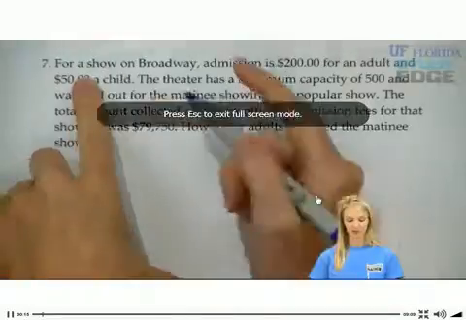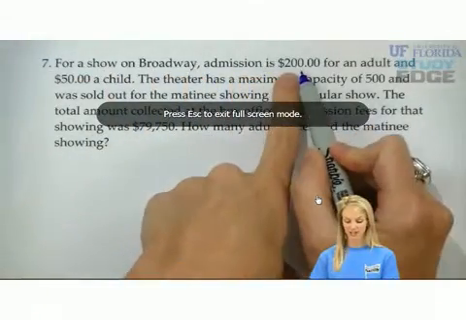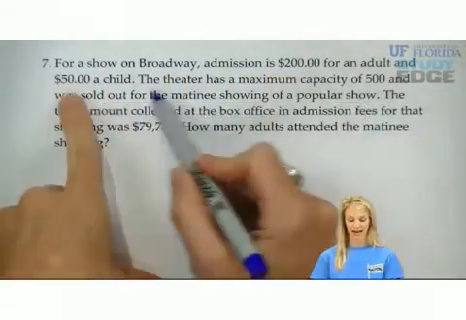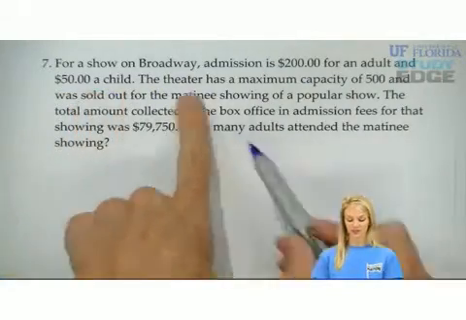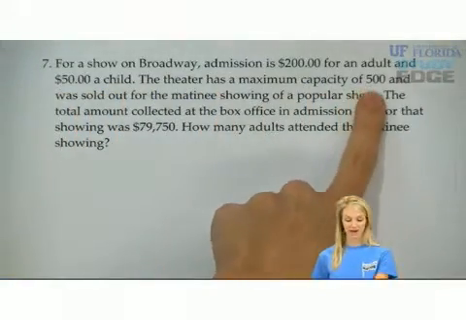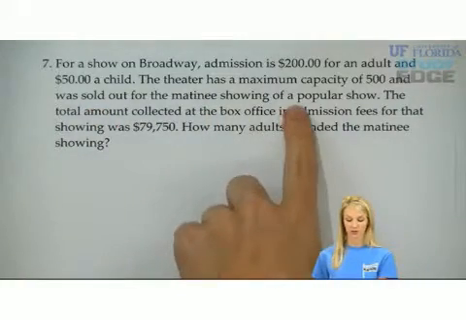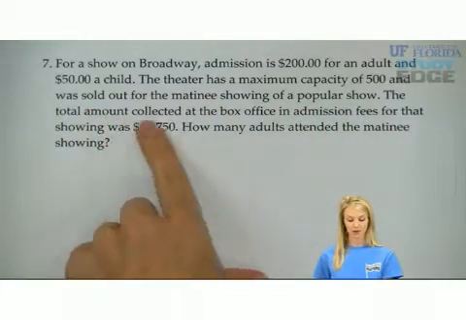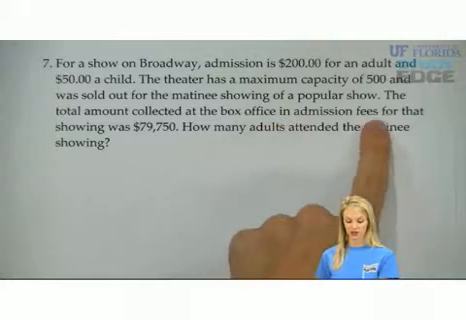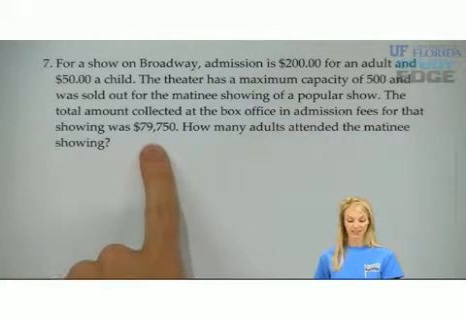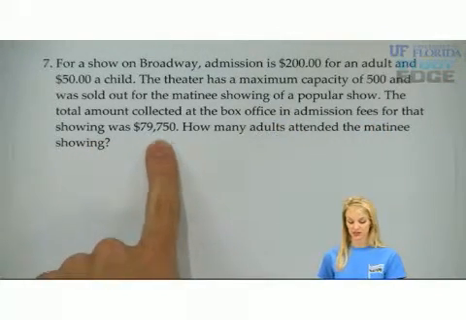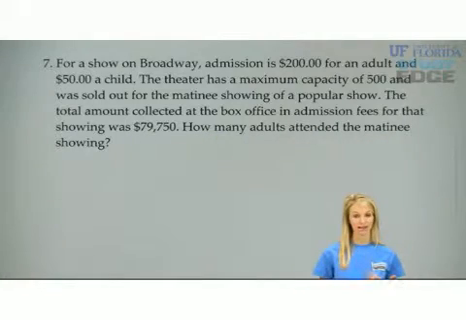She's asking for, because for a show on Broadway, admission is $200 for an adult and $50 for a child. The theater has a maximum capacity of 500 and was sold out for the matinee showing of a popular show. The total amount collected at the box office in admission fees for that showing was $79,750. How many adults attended the matinee showing?